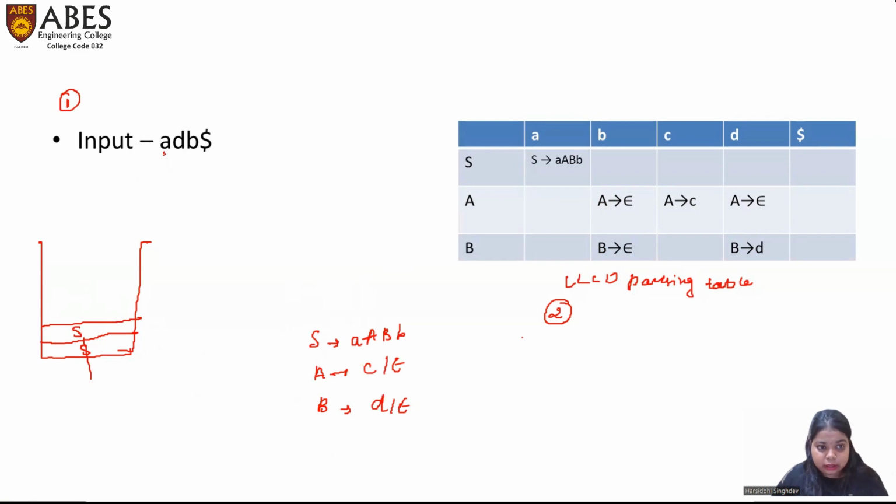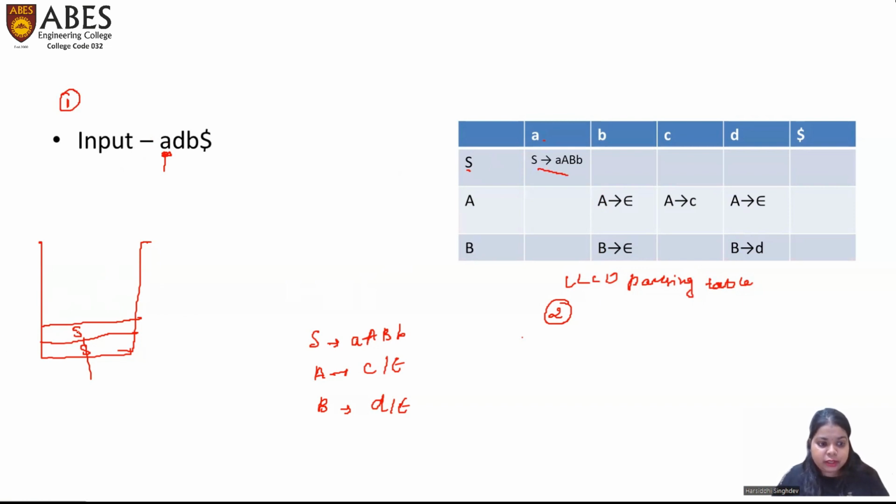Now my pointer, or look ahead symbol, is on what? Small a. Now the top of the stack is what? Capital S, and our look ahead symbol is a. So on capital S, on seeing a, what can we do? We replace the capital S by this particular production.